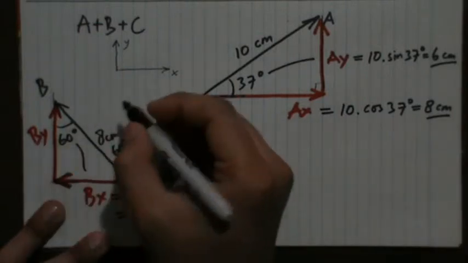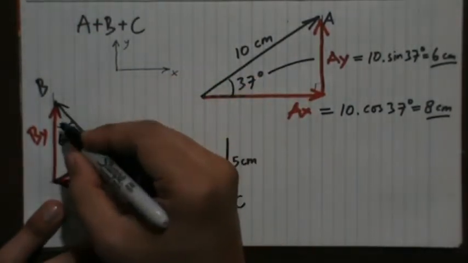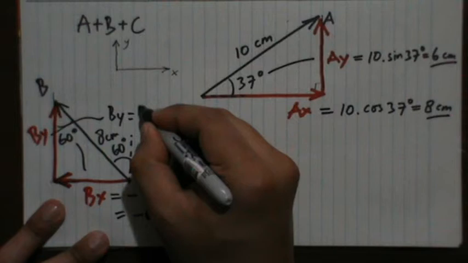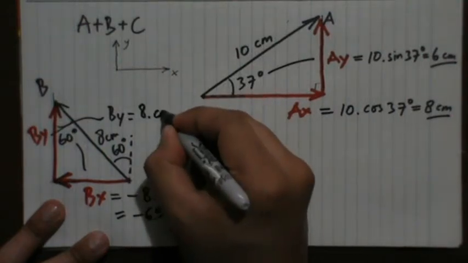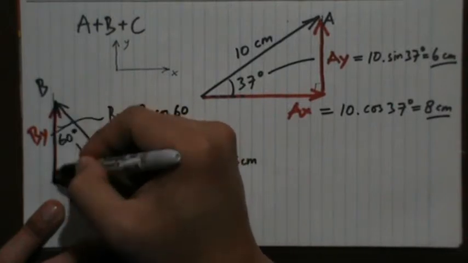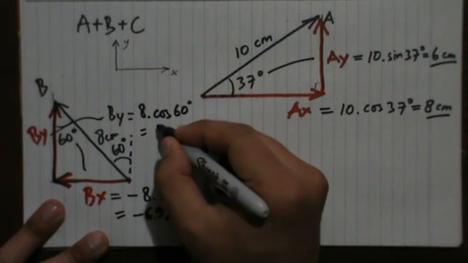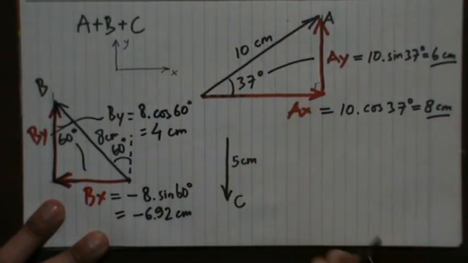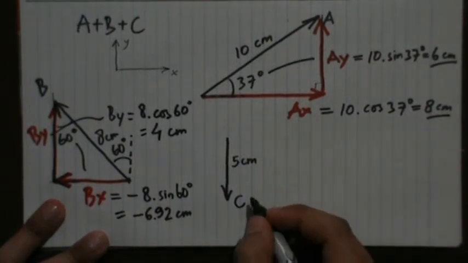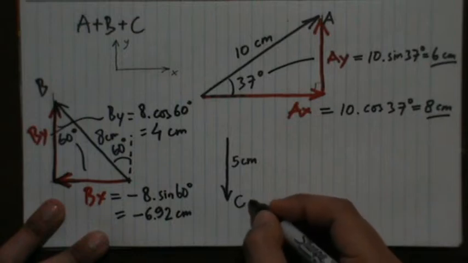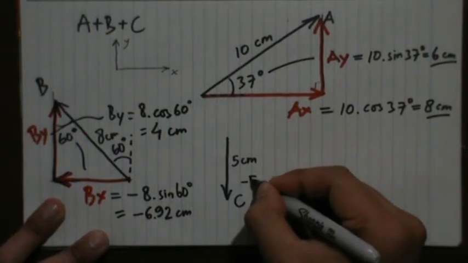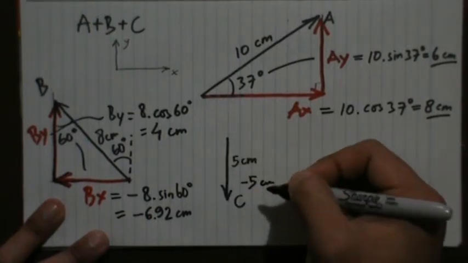And BY here is pointing upward, so the value of BY is 8 times cosine 60, since this is the adjacent side of 60 degree, so the value here is 4 centimeter. And be careful when we work with this vector C, we should put minus sign here, because the direction is pointing downward.